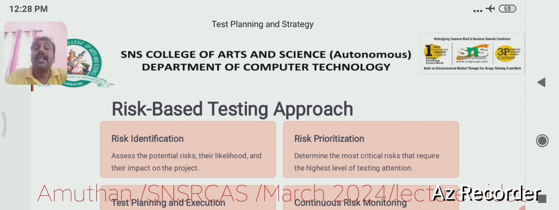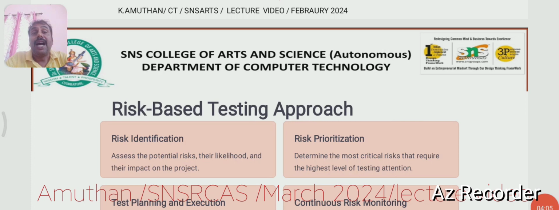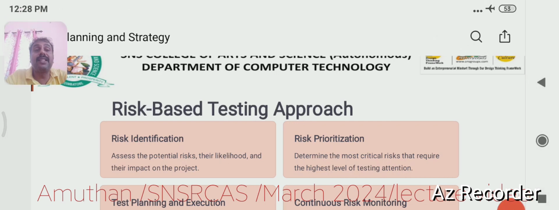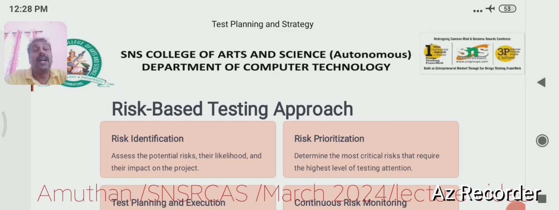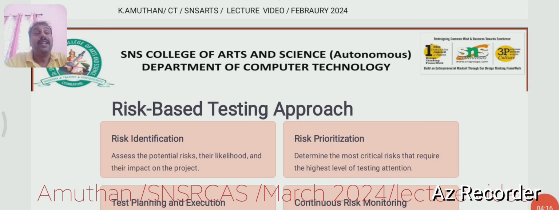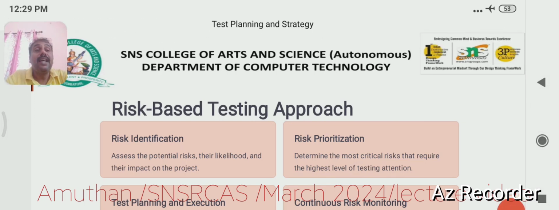The third one is test planning and execution: allocate the testing resources and effort based on the identified and prioritized risks. The fourth one is continuous risk monitoring: regularly review and update the risk assessment to adapt the testing approach as needed.